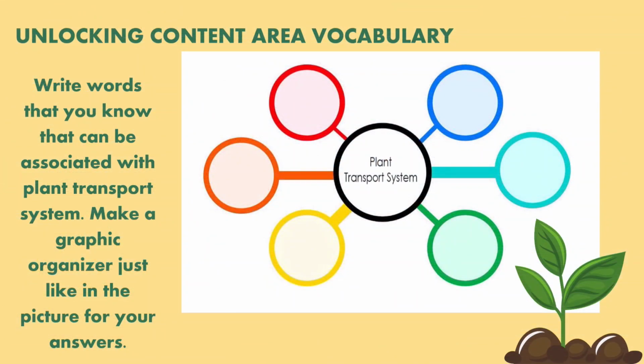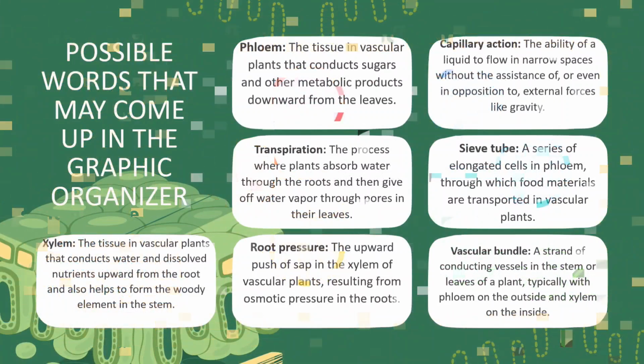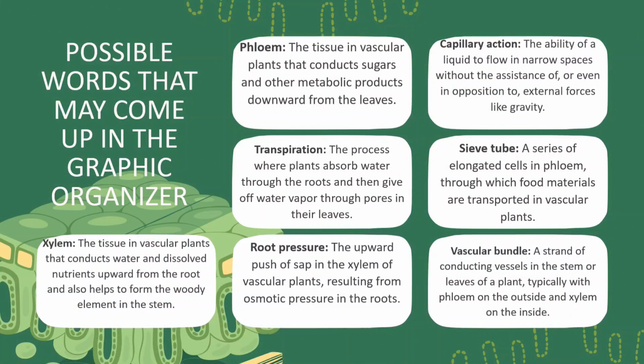Now, write words that you know that can be associated with plant transport system. Make a graphic organizer just like in the picture for your answers. Now, here are the possible words that may come up in the graphic organizer.